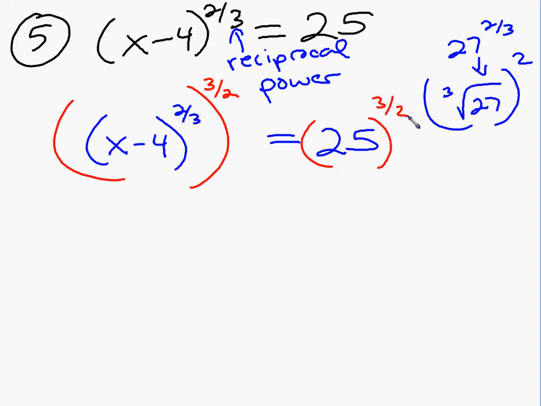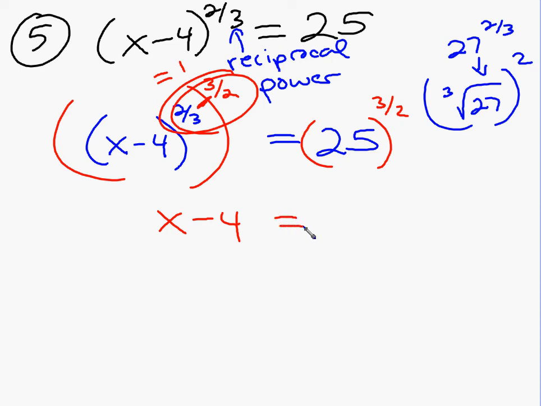Now, why do we do that? Well, watch. When I have a power to a power, like I do right here, don't I multiply those two? So what is 2/3 times 3/2? 1. So it's cleared up the mess on the left side. So now I just have x minus 4, because this thing right here is equal to 1. So I just have x minus 4 on the left side.